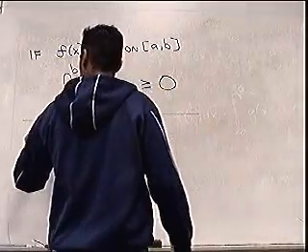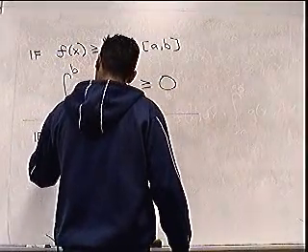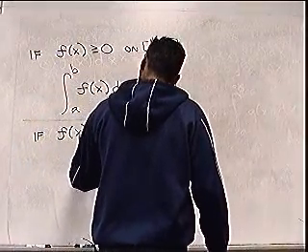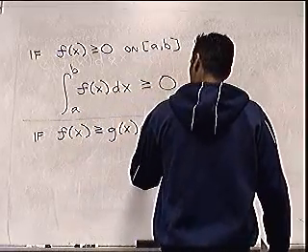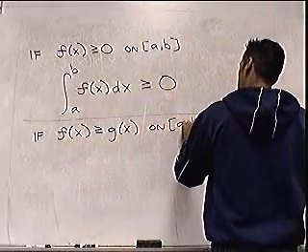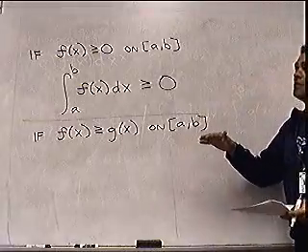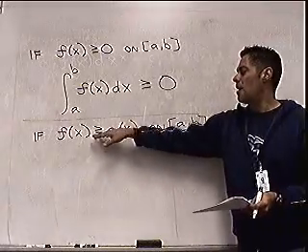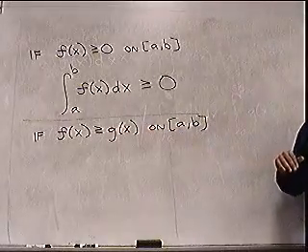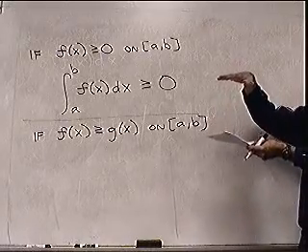Would this one make sense? Or does this make sense? If f of x is greater than or equal to g of x on an interval [a, b], so you have some function that's always bigger than or possibly equal to some other function. So if you graph them, the f is always above the g.